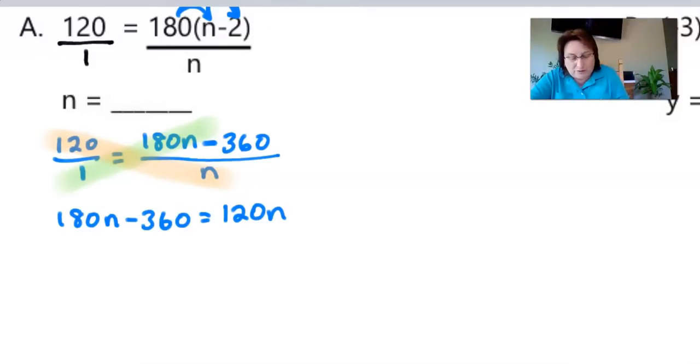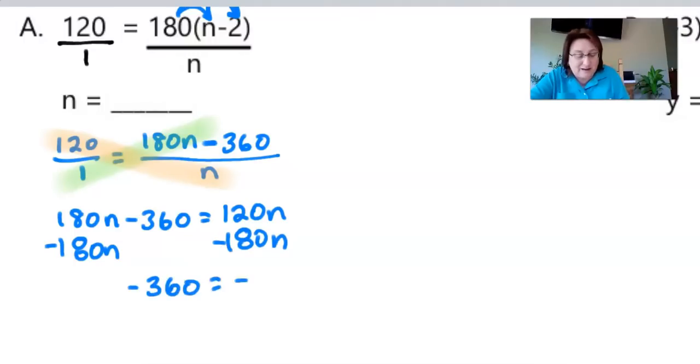So I am going to subtract 180n from both sides. Okay, and I bet some of you are going, but Miss Smith, that's going to make the n negative. It's going to be negative 60n. Hey guys, that is okay. That is all right.